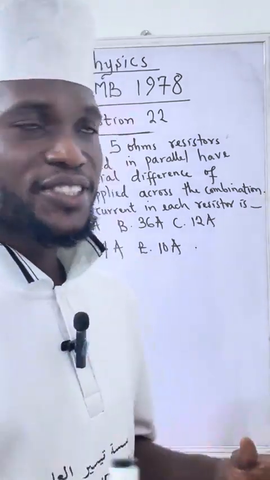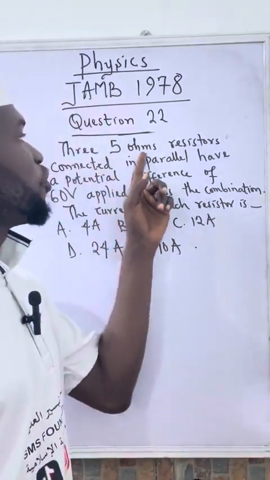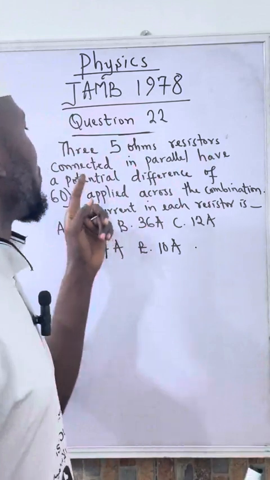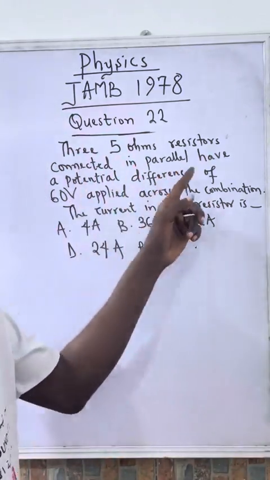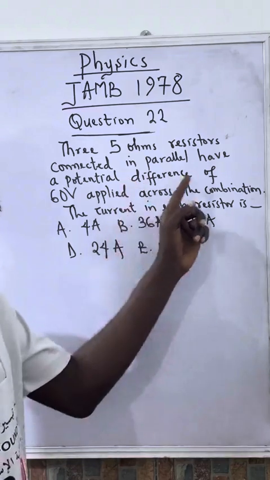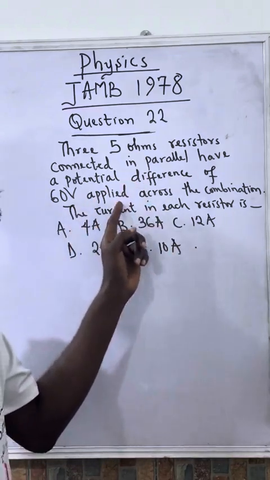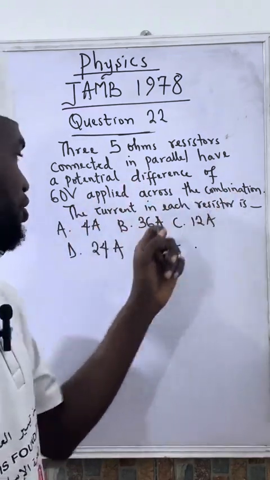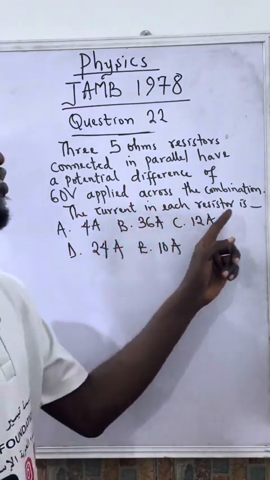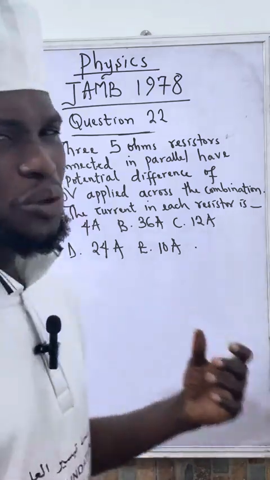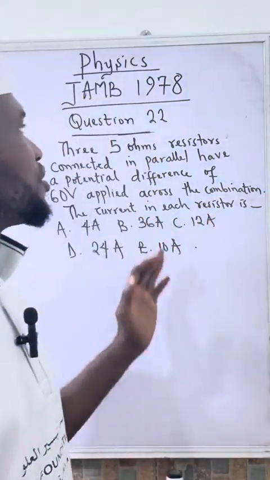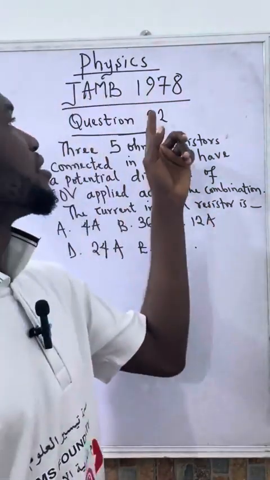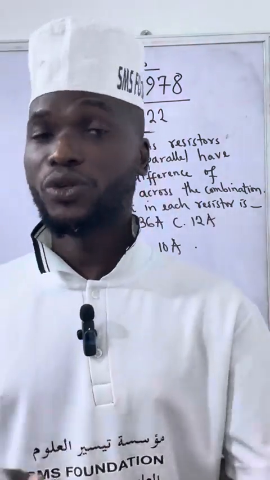Let's consider this physics question. Three 5 ohm resistors connected in parallel have a potential difference of 60 volts applied across the combination. The current in each resistor is dash. So you see, this is a question on electricity, and this is JAMB 1978 question 22.